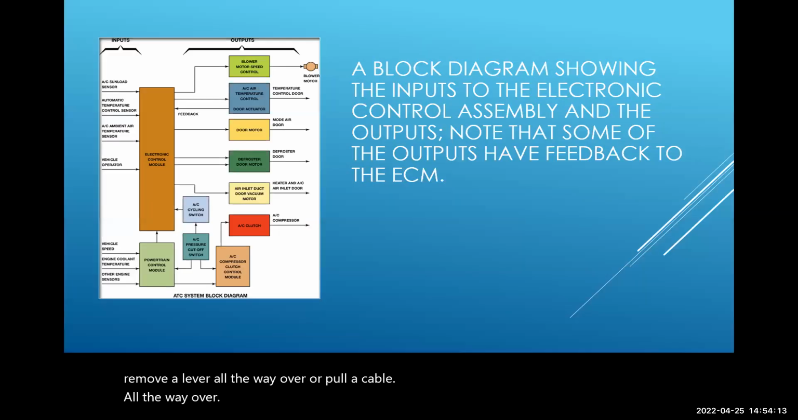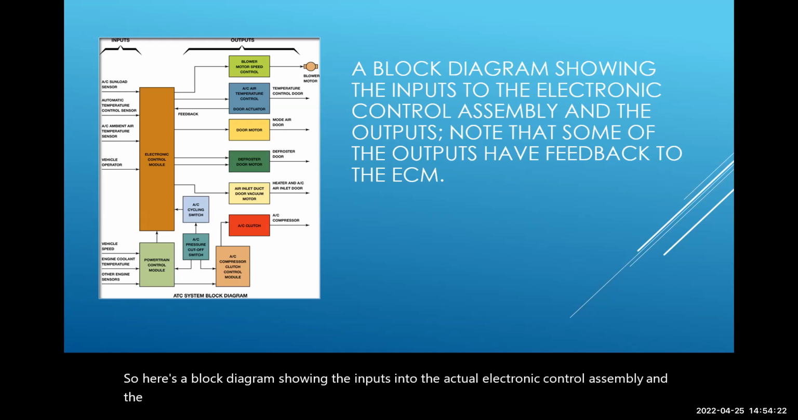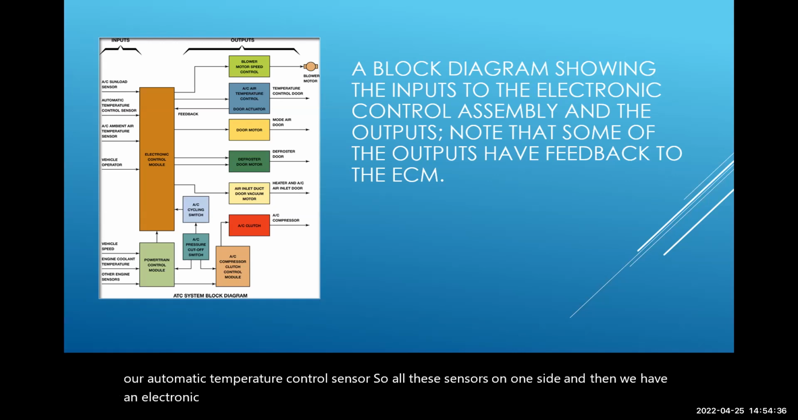So here's a block diagram showing the inputs into the actual electronic control assembly and the outputs that are involved in it. So we have inputs coming in, like our sun load sensor, and then our automatic temperature control sensor. So all these sensors on one side, and then we have an electronic control module. Sometimes they call them a BCM.